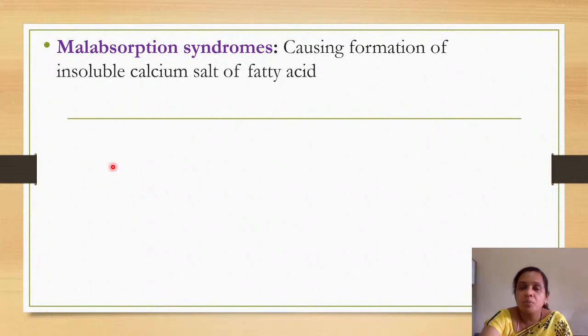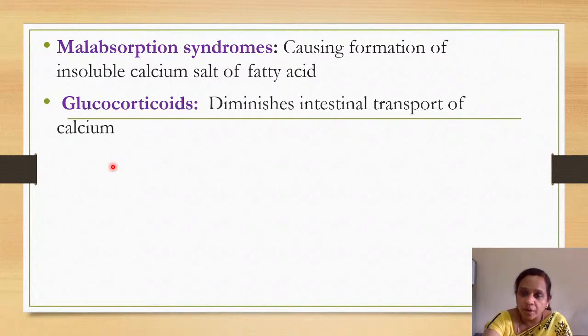Malabsorption syndrome is a disorder in which the fats that we take in the diet are not properly digested. As a result of that, absorption does not occur. So what will happen in malabsorption syndrome? Fatty acids are present as such. These fatty acids, and this is Ca2+, the H will be lost, it will be COO minus. As a result, calcium will combine with the acid and form insoluble calcium salt of fatty acids. In that way, it will also prevent the absorption of calcium.